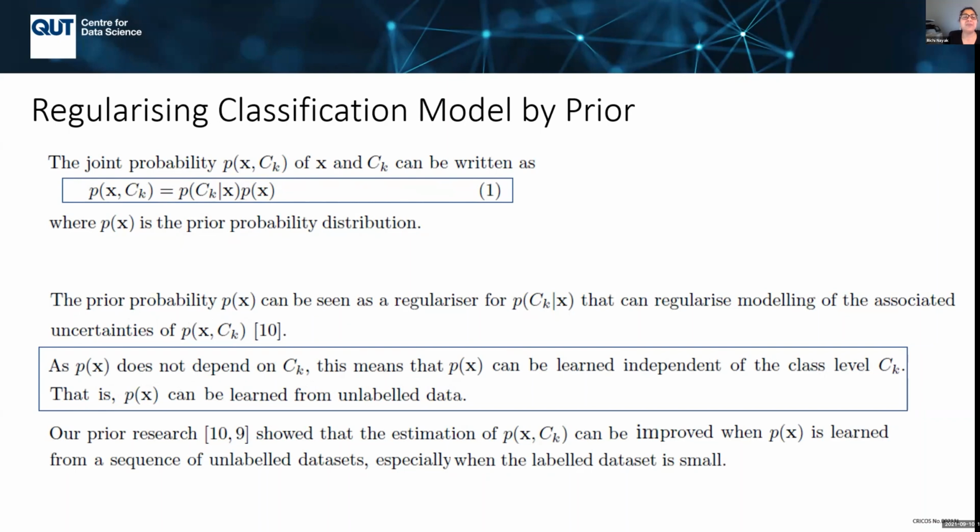Essentially, we can see this as the conditional probability, and more specifically, the prior probability is essentially regularizing the probability of C_k given X. The more important point to note here is that the prior probability of X only depends on the data input. It is not depending on the class of the data. So that's where we propose that we can take advantage of any unlabeled data that is relevant to the domain and utilize that data to transfer the patterns.